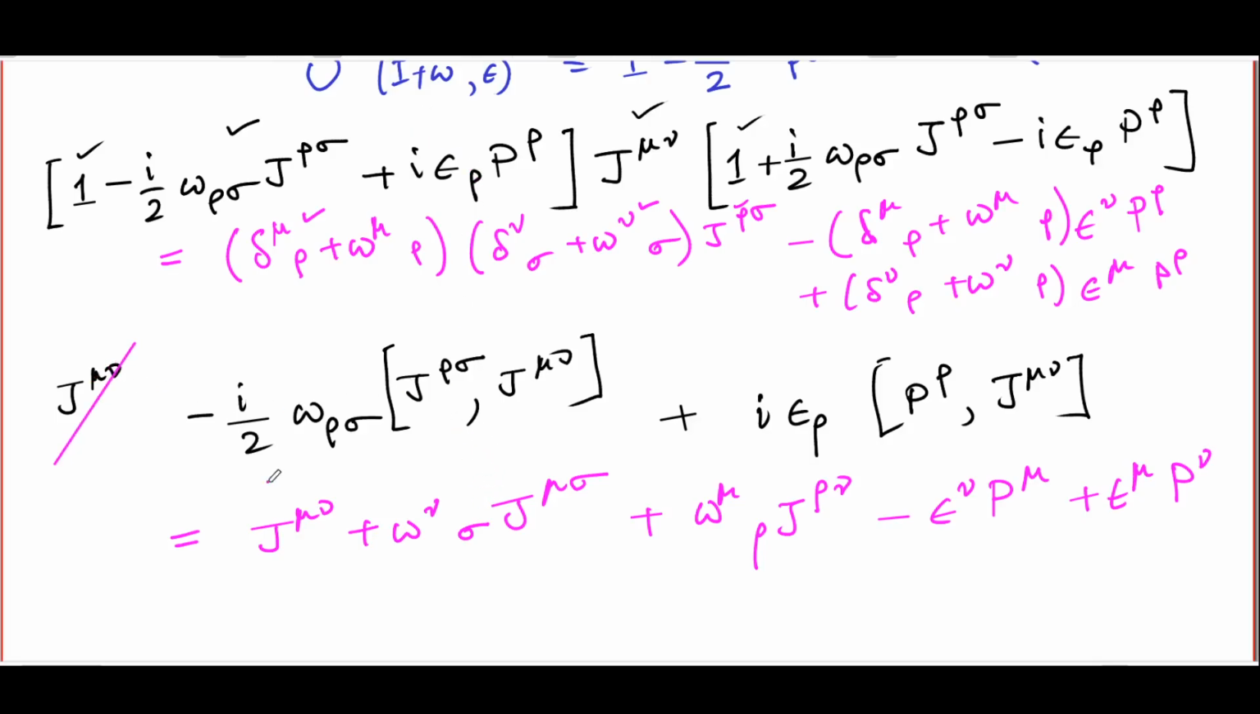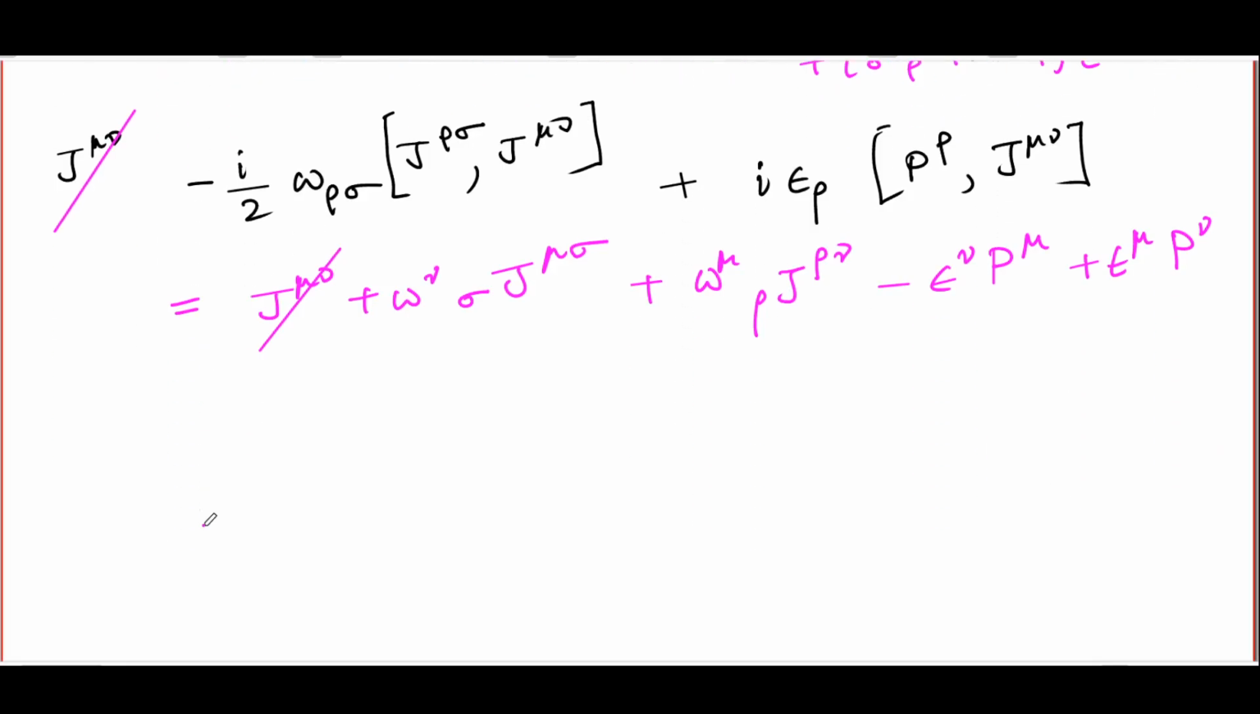Of course, you can cancel out the j mu nu's. And once again, since the omega can be made non-zero while keeping epsilon zero, that is, you can just think of an infinitesimal Lorentz transformation with no translations. And you can also think of a translation with no non-trivial Lorentz transformation. The terms with omega on both sides have to match separately. So do the terms with epsilon.